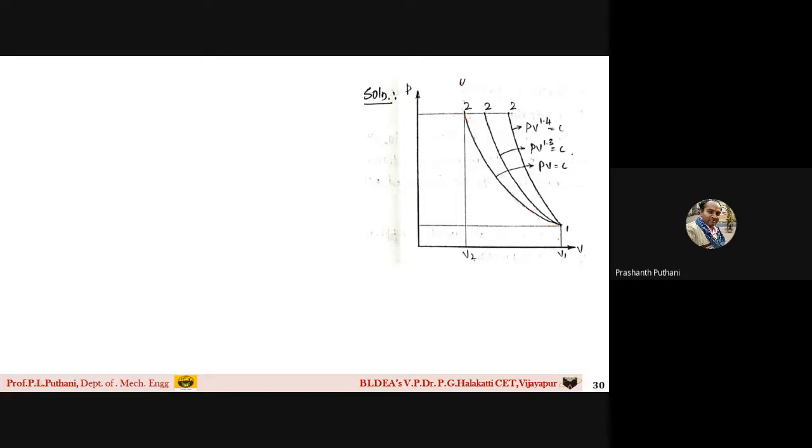Then after this, this one, P V to the power of 1.3 is equal to C.